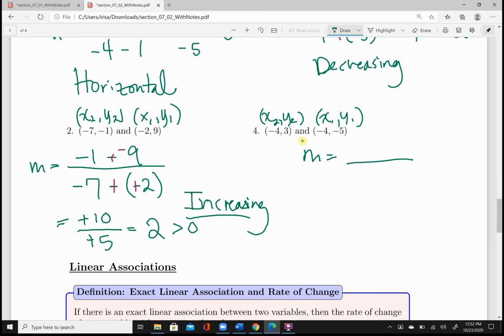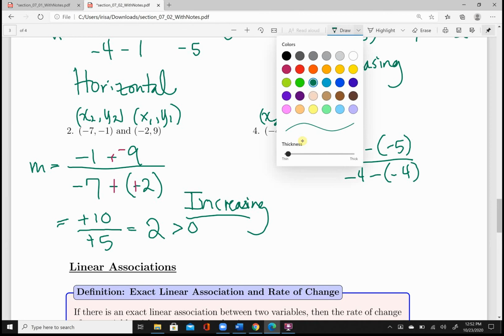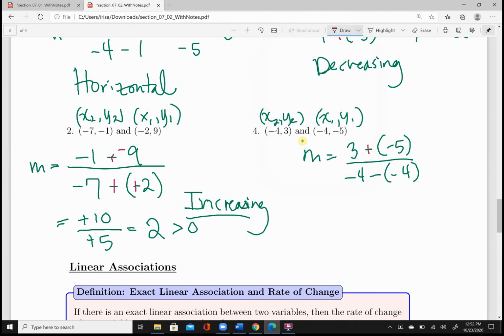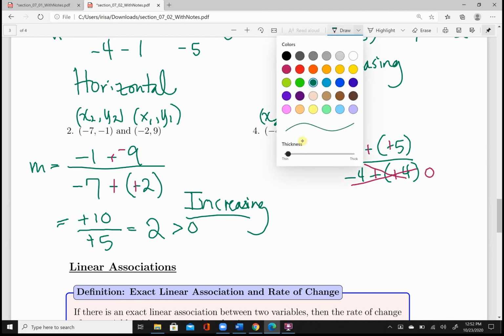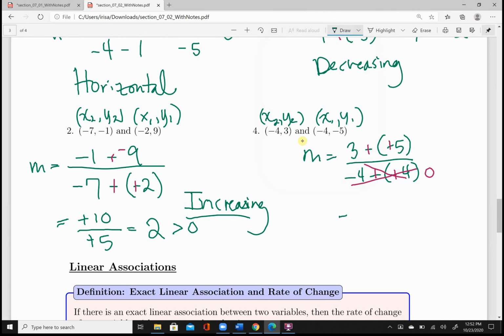Okay, and then y2 will be 3, y1 is -5, x2 is -4 minus x1, which is also -4. Let's do some appropriate sign changes. Yep, that's going to zero out. And it doesn't matter what the numerator is, but let's go ahead and just finish the calculation anyway. That'll be 8/0, but wait, that's undefined.